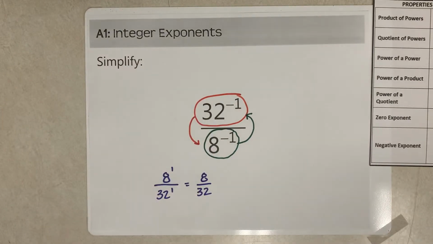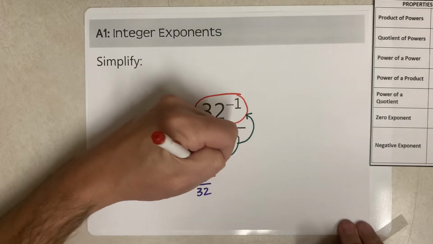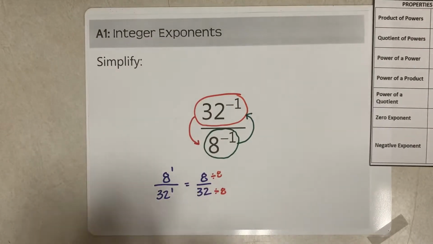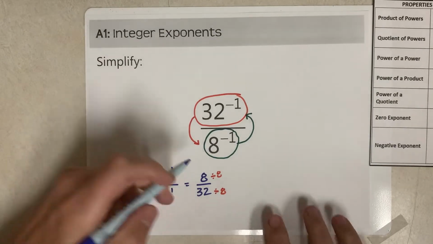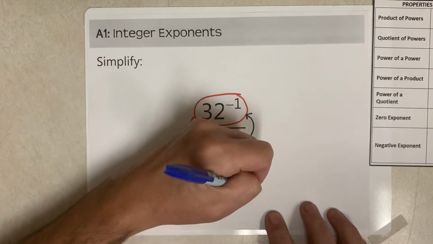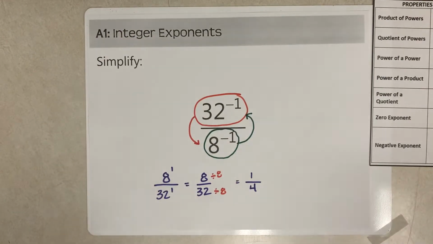And now I have a fraction, and can I simplify that? I think I can divide them both by 8. And you always want to simplify your fractions if you can. 8 divided by 8 is 1. And 32 divided by 8 is 4. And so our original expression turns out to be just positive 1/4.